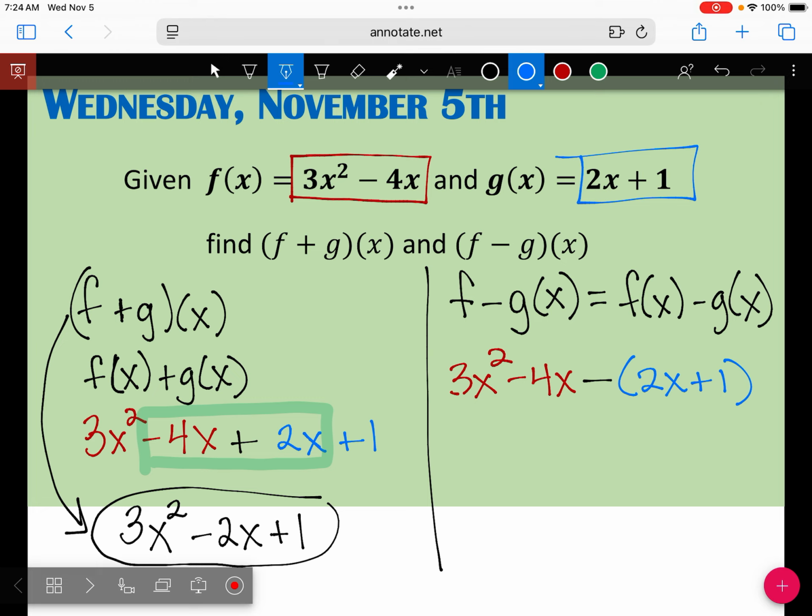So we're going to go ahead and distribute the negative first. And you only have to do that when it's subtraction. When it's addition, the only thing you have to do is combine like terms. So everything in blue will have a sign change. So that would be 3x squared minus 4x. That positive 2x is going to flip to a negative 2x. And that positive 1 flips to a negative 1.